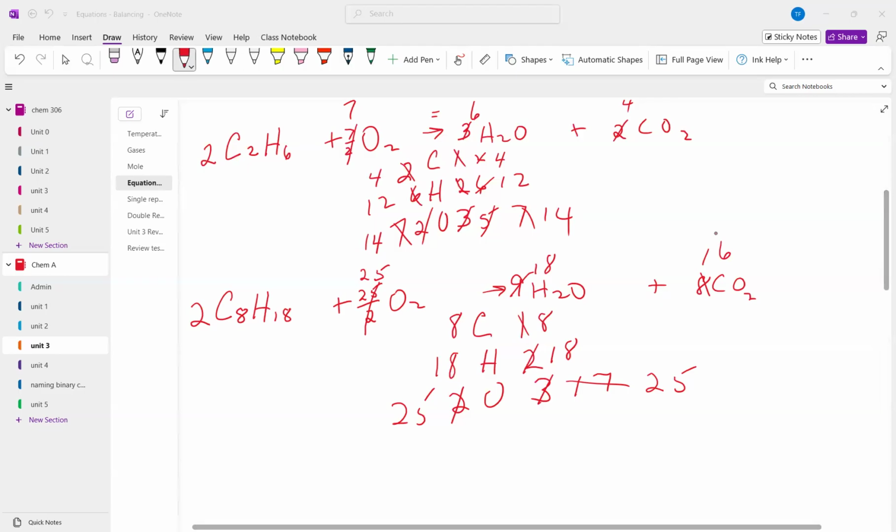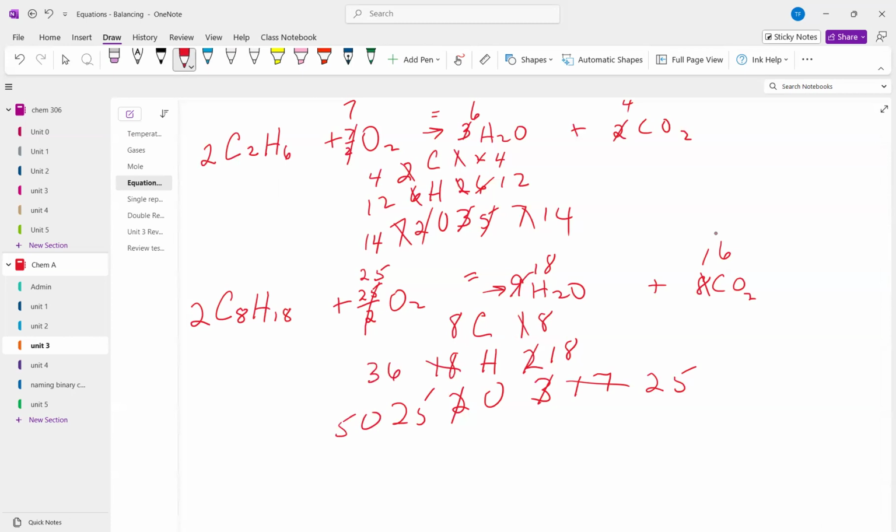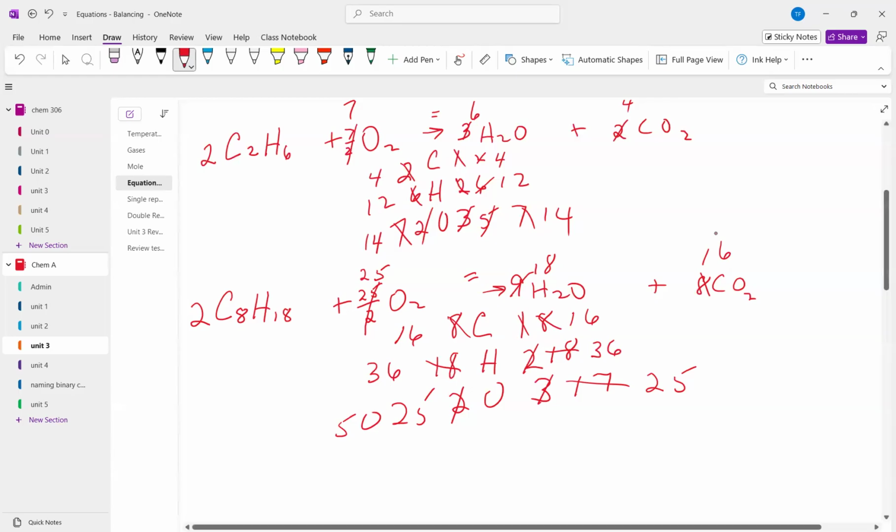Again, think of this as an equation. What you do to the left, you've got to do to the right. And that clears the fraction. So we end up with 50 oxygens, 36 hydrogens, 16 carbons on one side, and 16 carbons, 36 hydrogens, and 18 and 32 is 50 on the other.